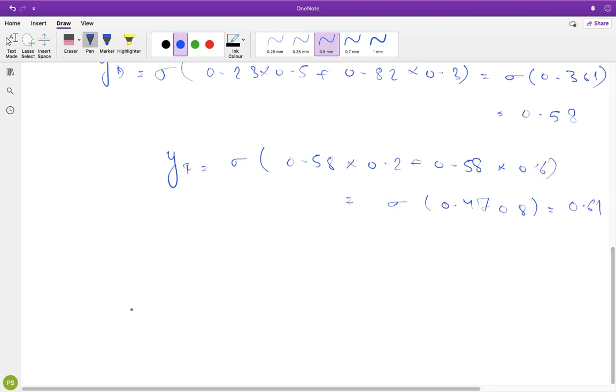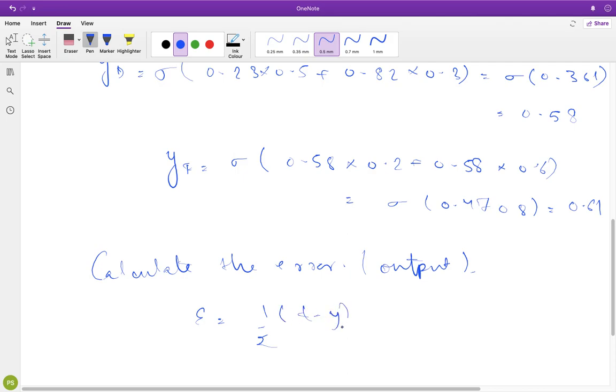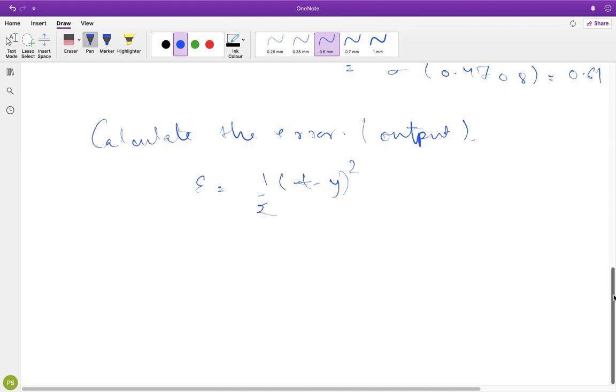So we need to calculate the output error. We use the mean squared error function, which is 1 upon 2 of t minus y squared, where t is the target value and y is the output of our neural network.